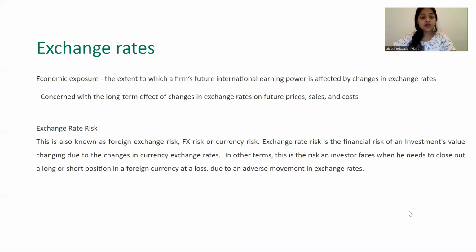And then you have the economic exposure, the extent to which a firm's future international earning power is affected by changes in the exchange rates. So these are the economic changes concerned with the long-term effect of changes in exchange rates on future prices, sales, and costs. Because of the economic changes, there is a change in the exchange rate which is affecting the transactions of the business.